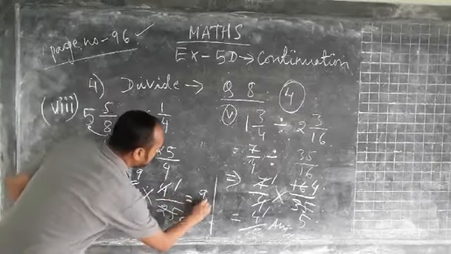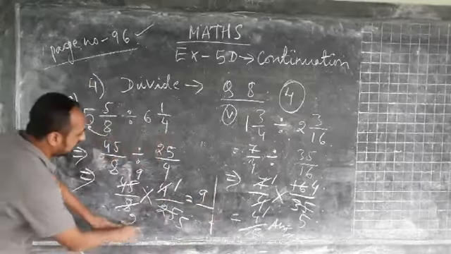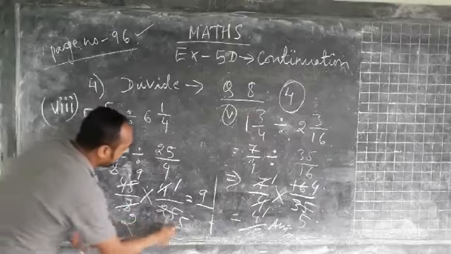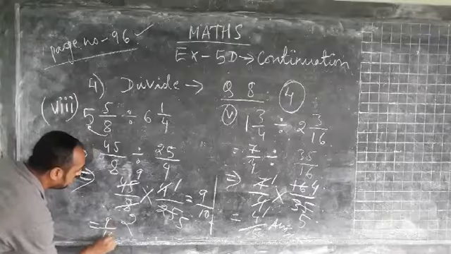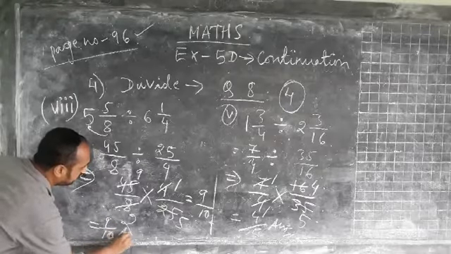We can write this one as 9 1s are 9. Here we have 2 into 5. So 2 5s are 10. So your answer will be 9 by 10.